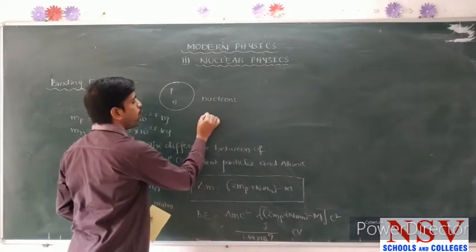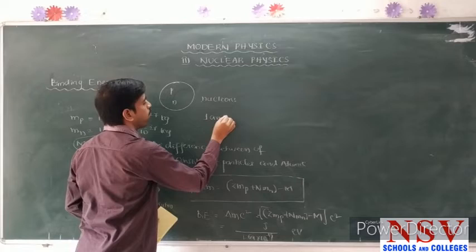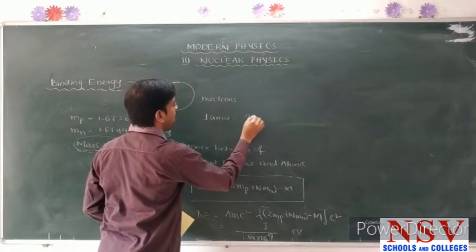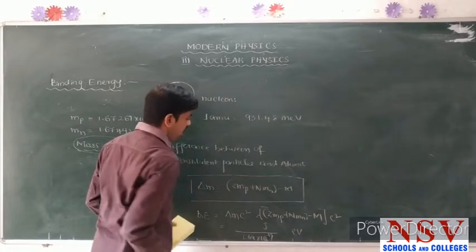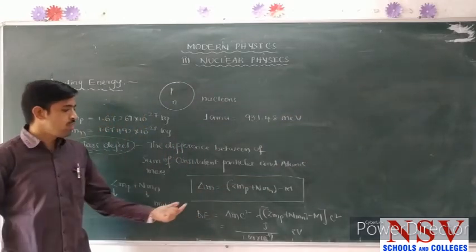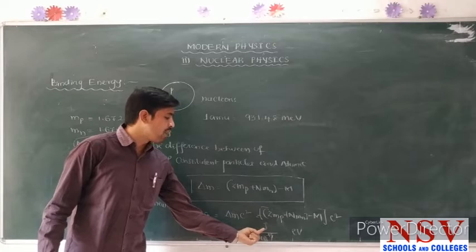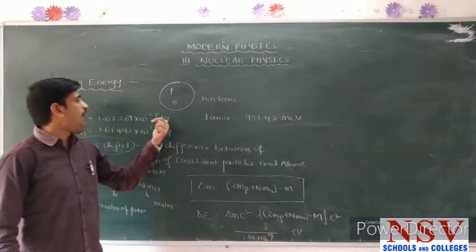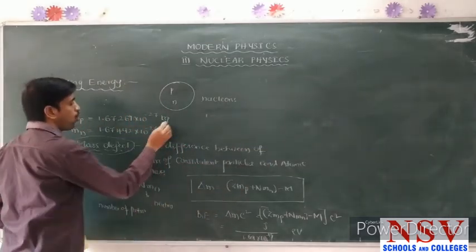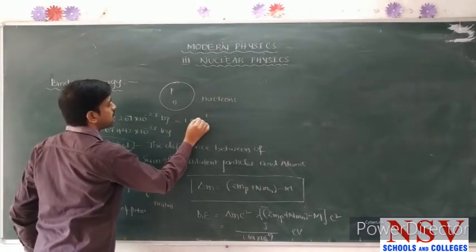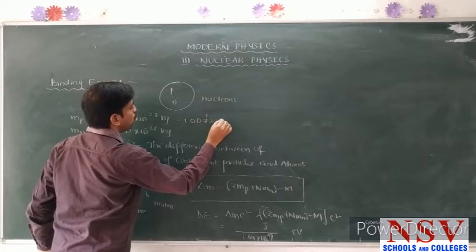And we already know that one atomic mass unit is equal to 931.48 mega electron volts. If the value is in kg, we get the energy in joules. If the value is in atomic mass units, the mass of the proton is equal to 1.007225.